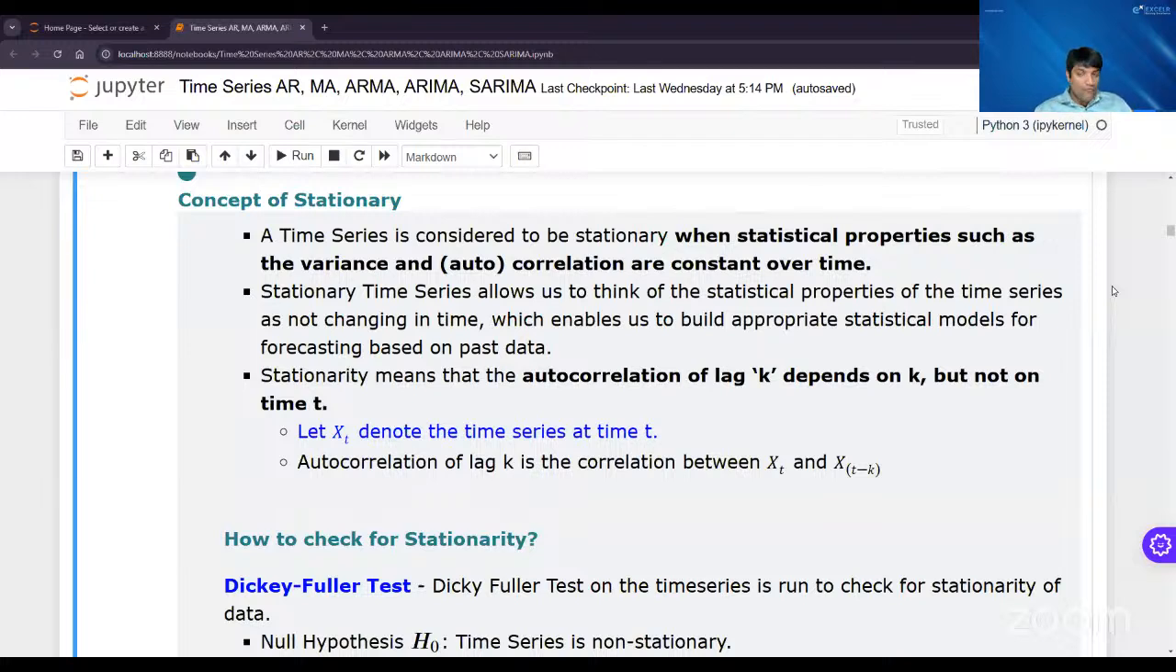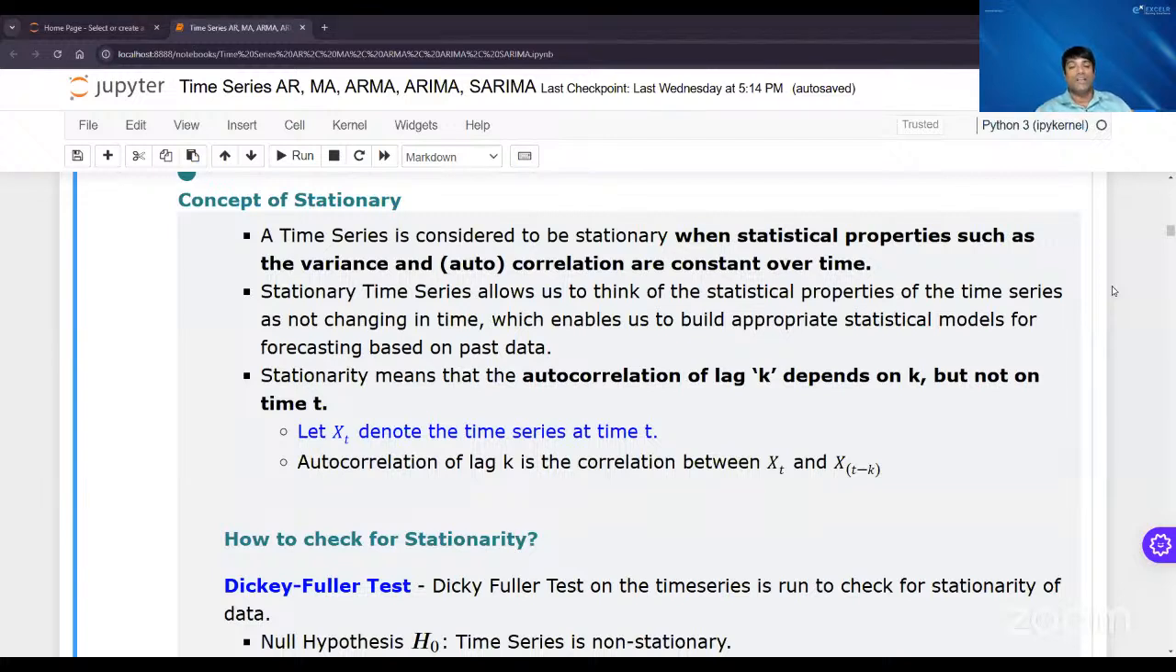Now what we have to understand is why this concept is used in such a way that we say it should be constant over a period of time. Because if they are constant over a period of time, what happens is concepts like trends, right?